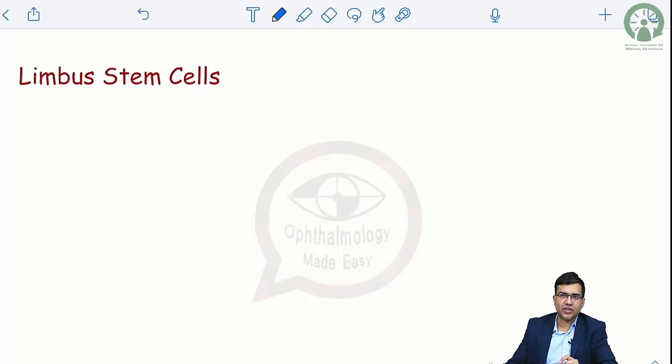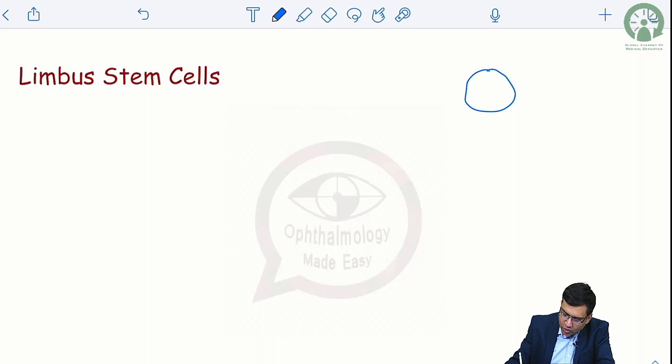Let's start discussion of limbus stem cells. So basically limbus stem cells, as the word goes, are the stem cells at the junction of the cornea and sclera, which is called limbus. So they are specifically located in the areas which are called palisades of Vogt.